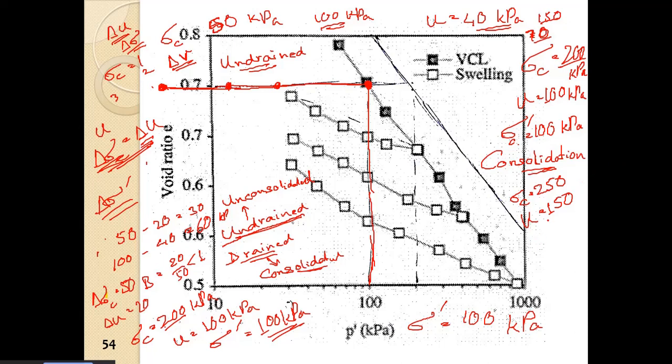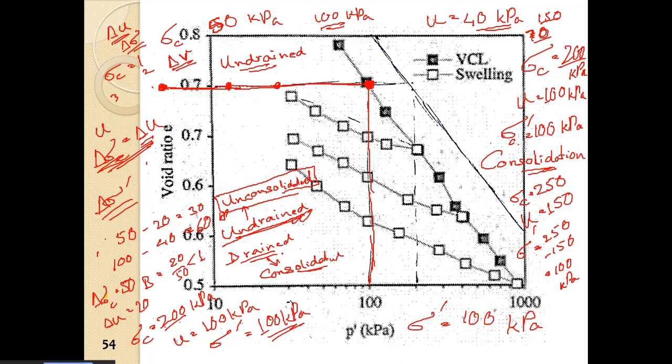So you can see what is sigma dash, the effective stress in the soil: 250 minus 150 equals 100 kPa. So basically it is remaining at the same point. It will not move. So that is why in undrained case we are considering the soil to be unconsolidated.